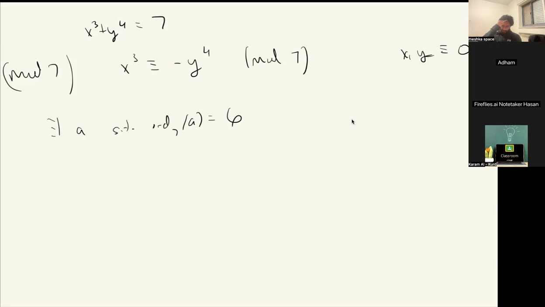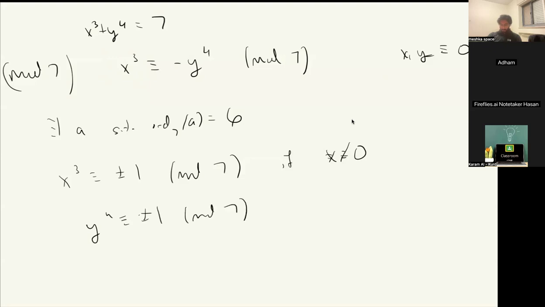So what am I saying? If this is true, x cubed is a third power, right? So x cubed is congruent to plus or minus 1 mod 7 if x is not 0. Does it make sense why this is true? Because the sixth power will be 1, so x cubed is a square root of 1, so it's plus or minus 1. Then you're solving y to the fourth congruent to plus or minus 1 mod 7, and there will be solutions, right?